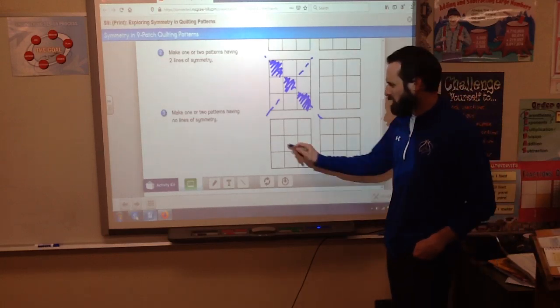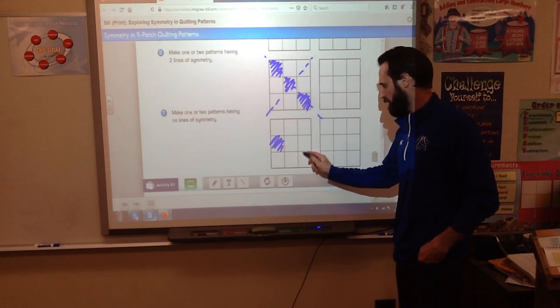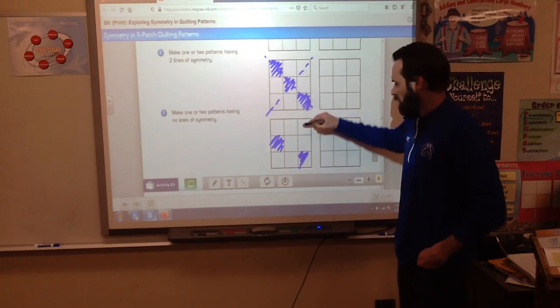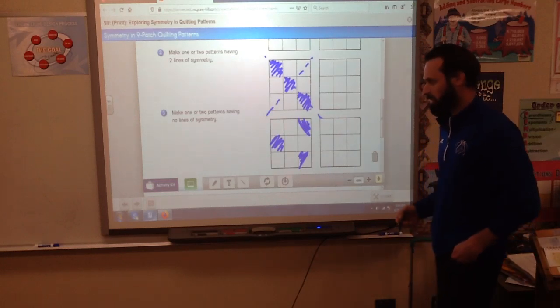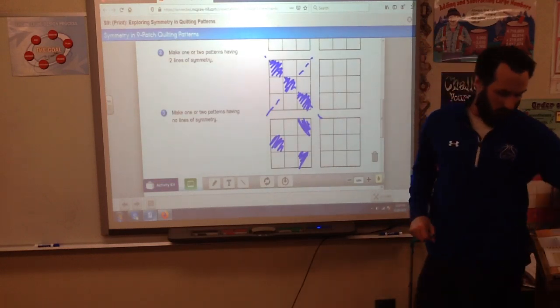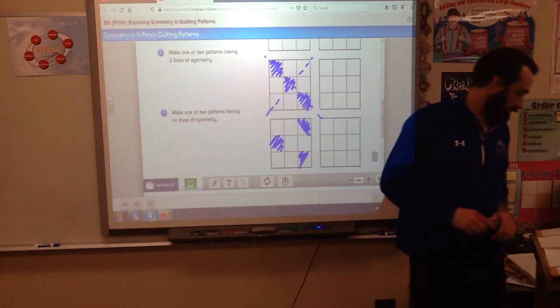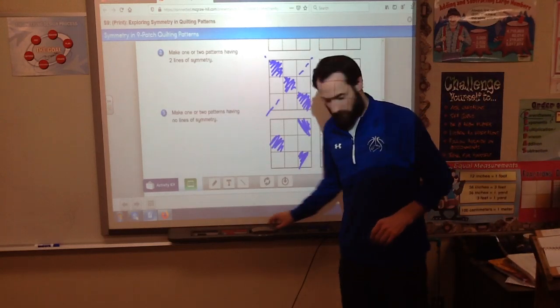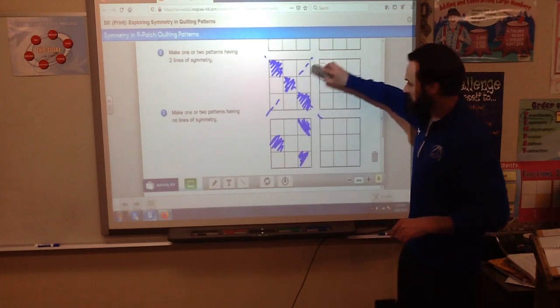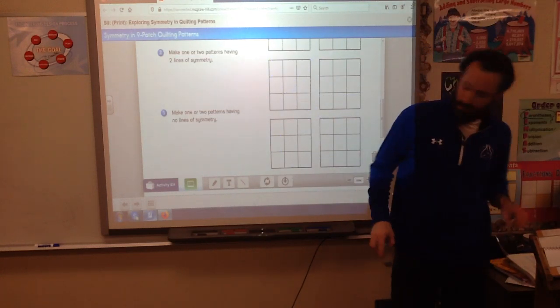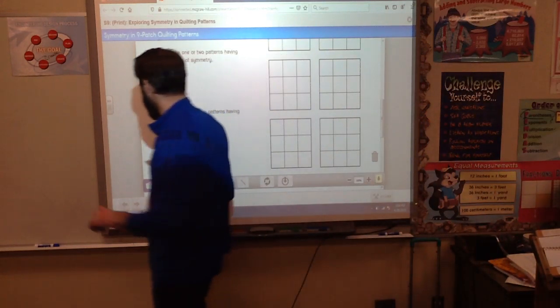To have no line symmetry, you just got to kind of do something random. There's no way that that's going to have any symmetry to it. So if you just do something random, that'll work. Moving on, we're going to look at solving multi-step number stories. This is on page 282 in your math journal.